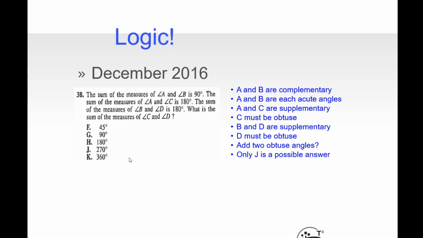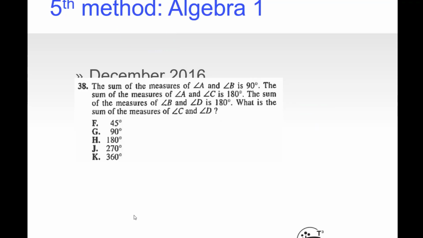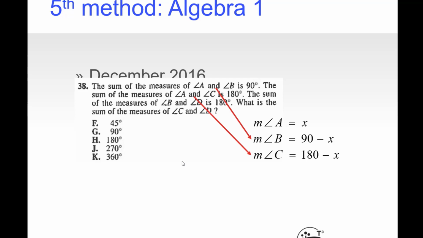And then I have a 5th way. So press pause as needed. This one uses what I call algebra 1. So if I let angle A be represented by x degrees, how could I represent the measure of B in terms of x? Well, since they add up to 90, angle B would be 90 minus whatever x is. And then angle C would, since A and C add up to 180, angle C would be 180 minus x.